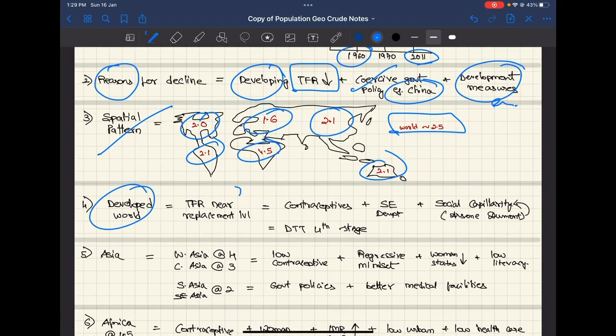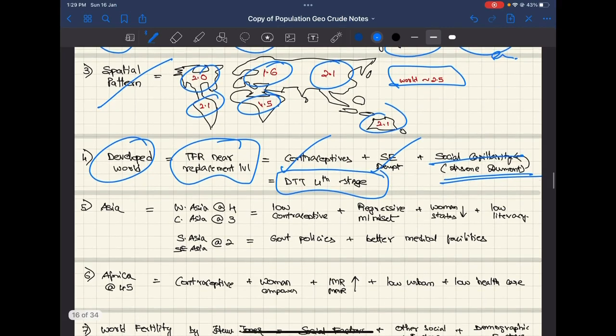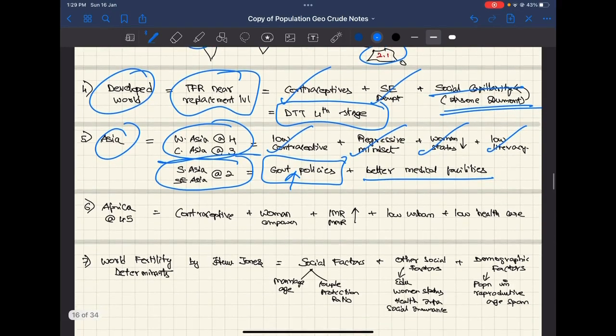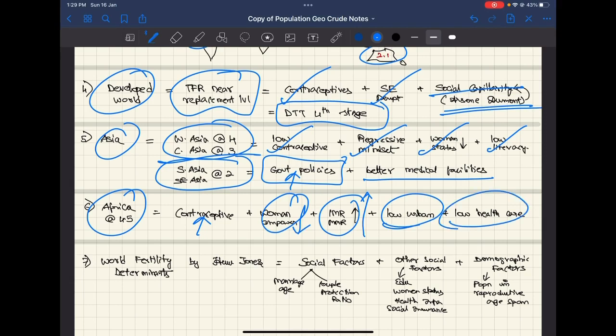The developed world TFR is near replacement level. This is because of good availability of contraceptives, socio-economic development, and social capillarity, as stated by Arsene Dumont. So they are in the DTT fourth stage. Asia can be divided into two: West Asia and Central Asia have high TFR, and South Asia and Southeast Asia have low TFR. This is because of low contraceptive availability, regressive mindset, low women status, and low literacy. This is mainly because of government intervention and better medical infra. Africa is very high at 4.5 because of contraceptive issues, low women empowerment, high IMR and MMR, low urbanization, and low healthcare infrastructure.